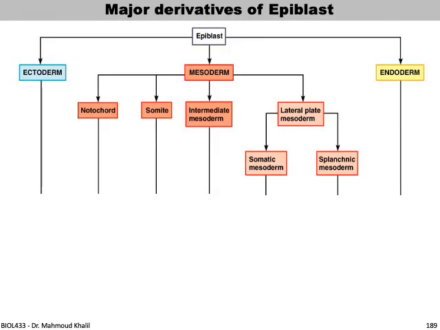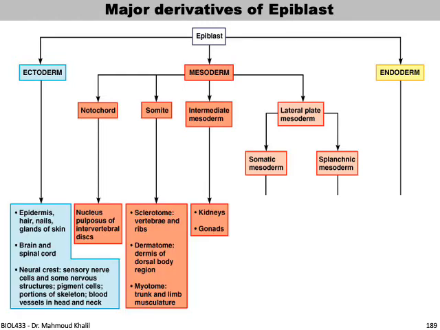Here we can see the major derivatives of the epiblast. The epiblast gives the three major tissues: ectoderm, mesoderm, and endoderm. From the mesoderm, the notochord, somites, intermediate mesoderm, and lateral plate mesoderm arise. From the lateral plate mesoderm, the somatic mesoderm and splanchnic mesoderm arise.